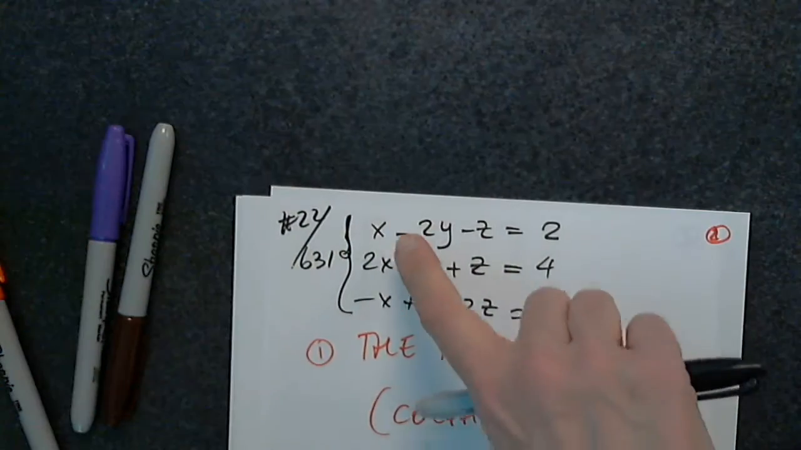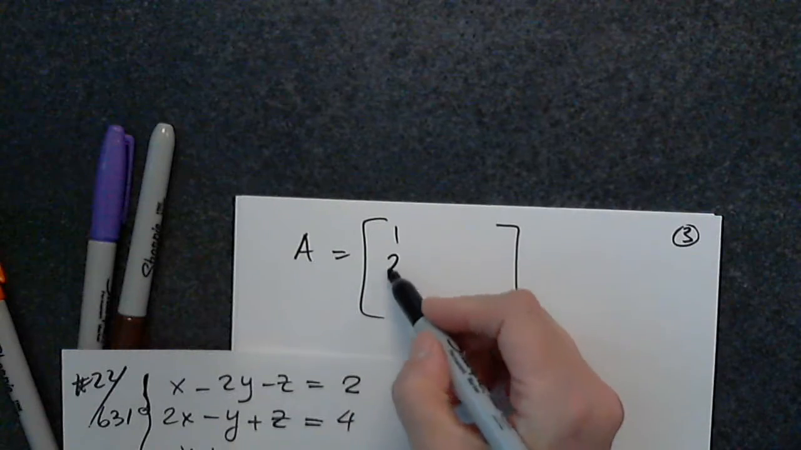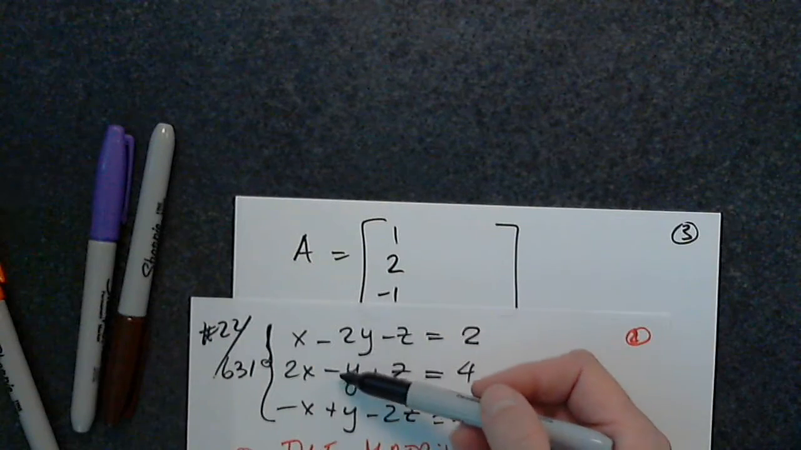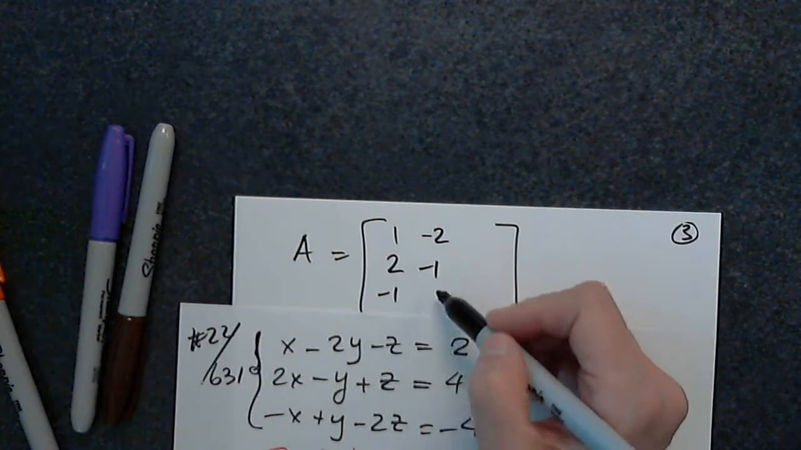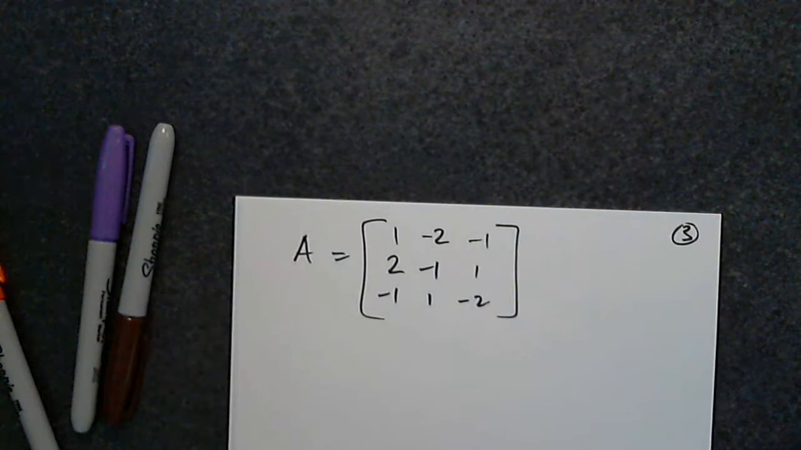Let's take it by columns. 1, 2, negative 1. Negative 2, negative 1, 1. And negative 1, 1, negative 2. This is the coefficient matrix for this particular system.